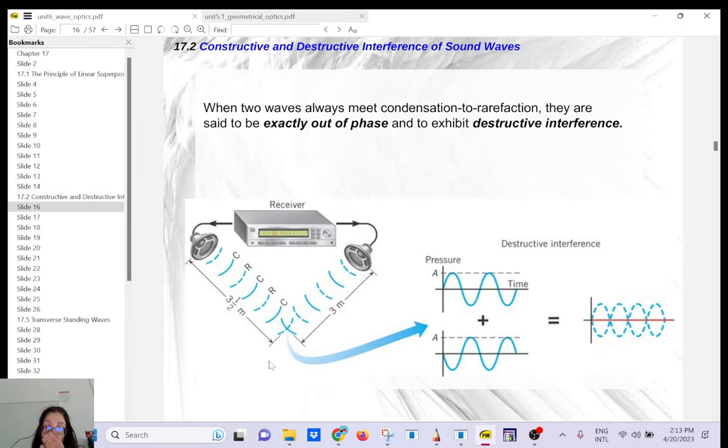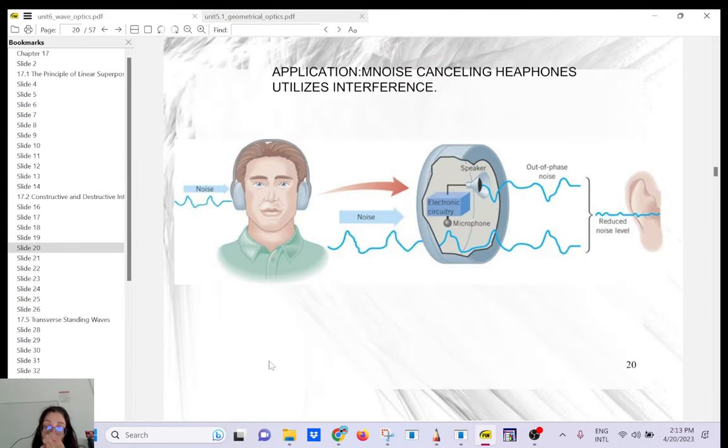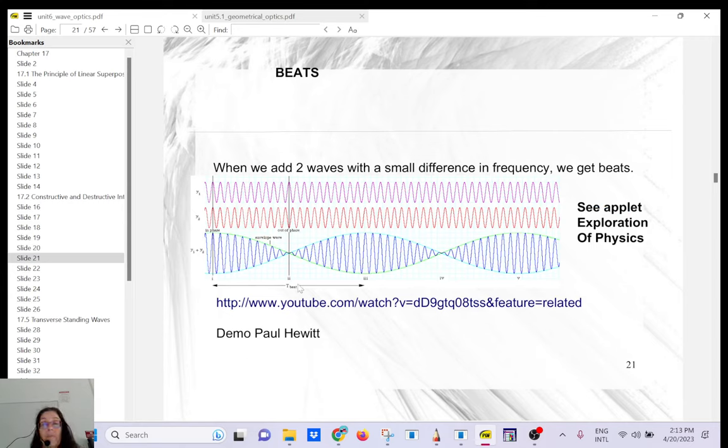Okay, so we talked about that. And the last interesting thing about interference and applications is called beats. If you are in music, you know this phenomenon: when you have two waves and you add them together, but they are just off in frequency, so they do not have the same frequency.